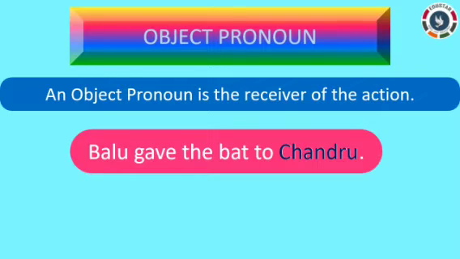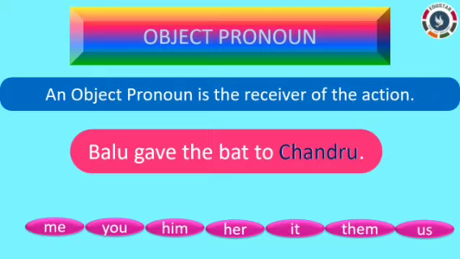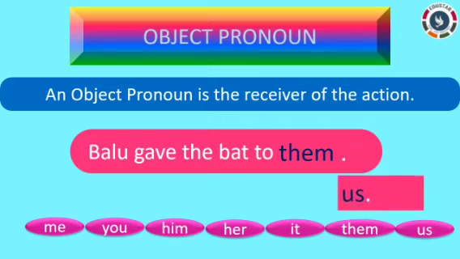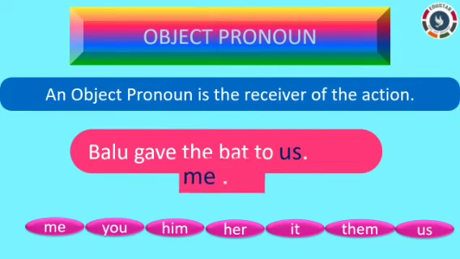Now, this object noun can be replaced by an object pronoun. That is him. So, for a boy, we replace with him. For a girl, we replace with her. For animal or thing, we replace by it. You will notice that for subject as well as object, it is common. And for more than 1 person, we replace by them or us. We also have me and you also.